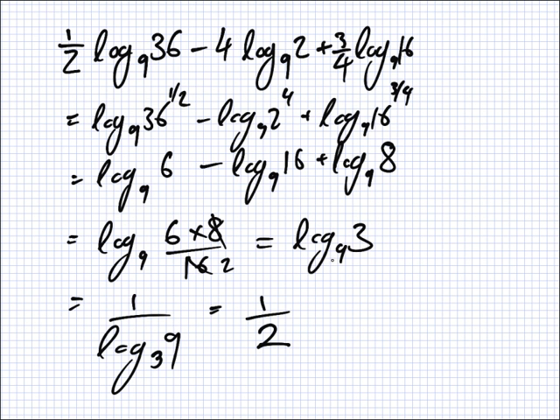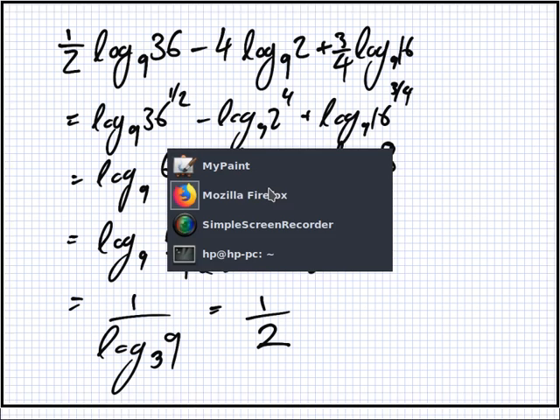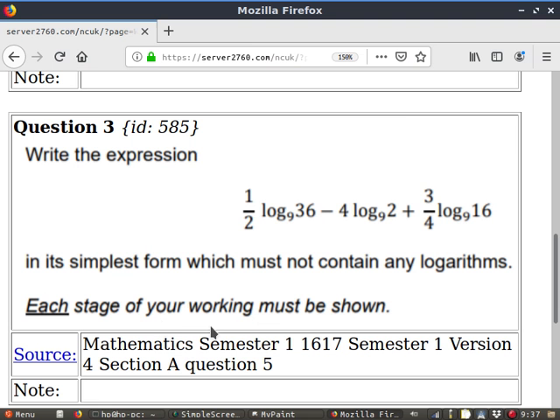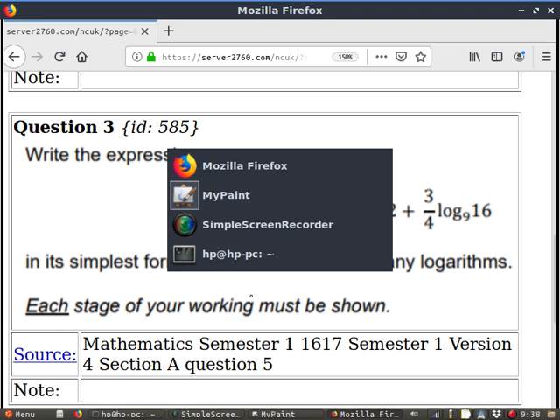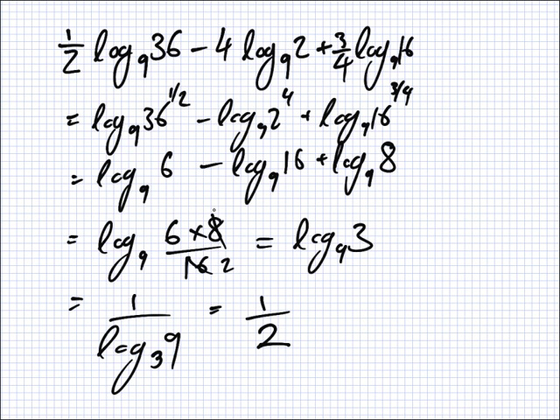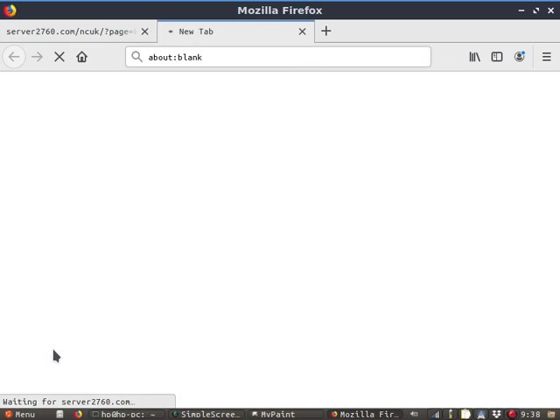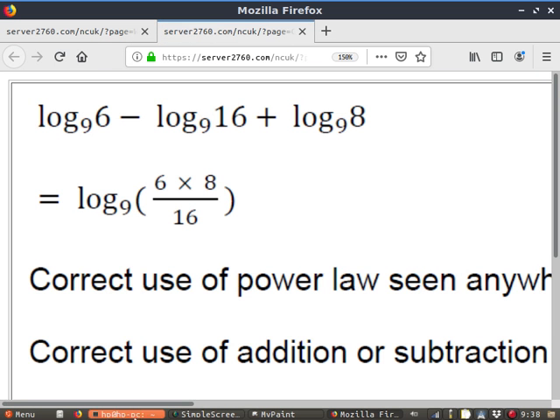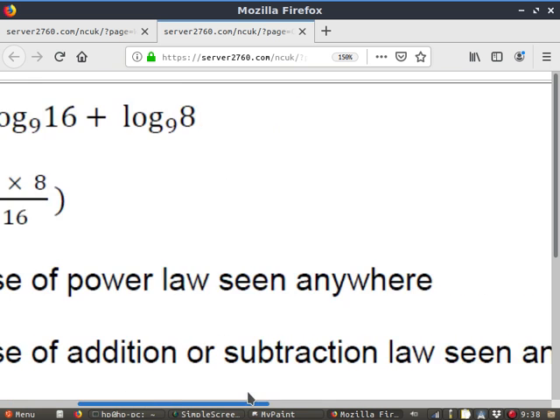Teacher, is this how you use the calculator as the answer? No. Because look what it says. Make sure each stage of your workings must be shown. Sure, look, I'll check the answer right here. Yeah. Okay. They don't really care.